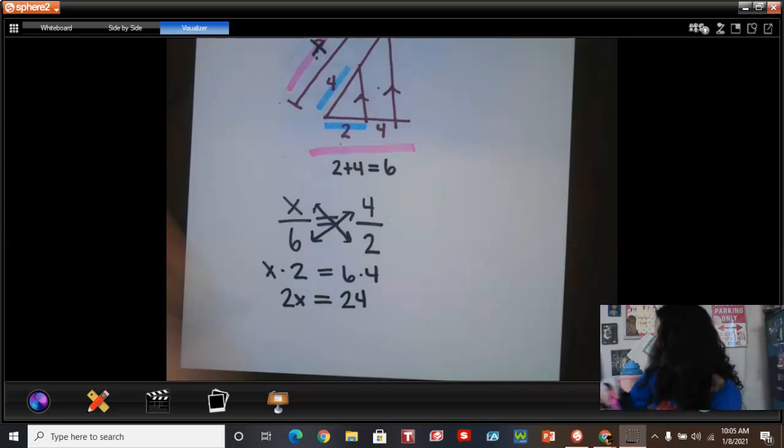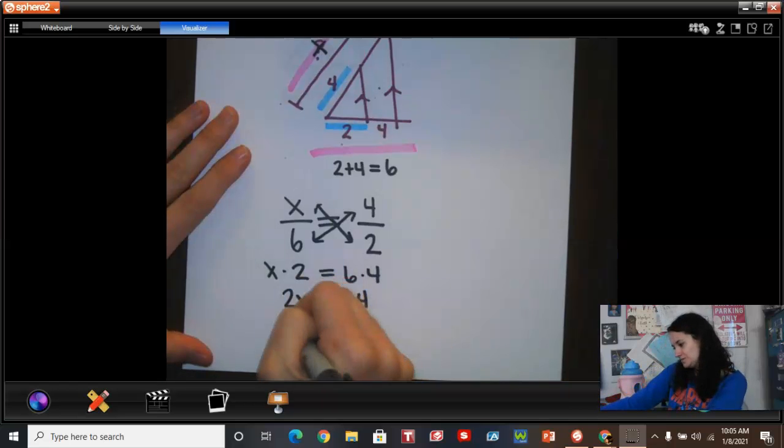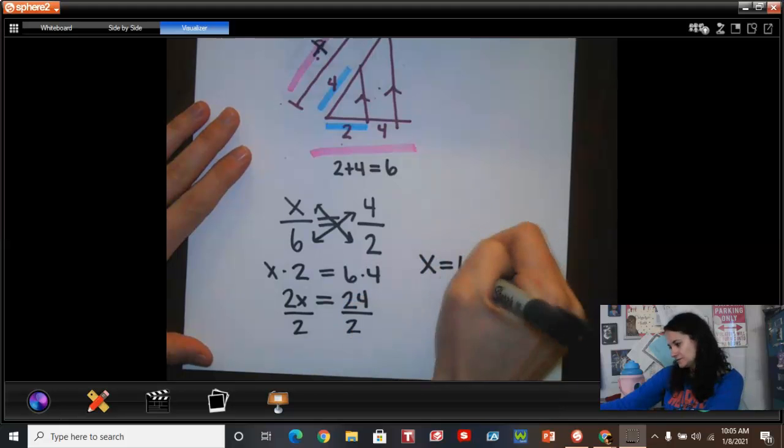Okay. Now we divide by 2. And we get our final answer is X equals 12.